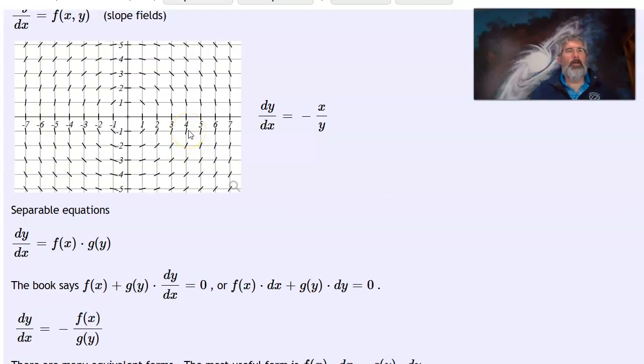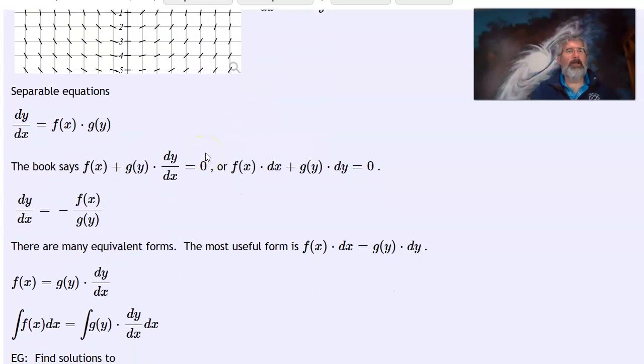Now, one of the things I want to point out is that the textbook gives a slightly different definition of a separable differential equation. I like to think of it as dy/dx being a product, or a quotient, of some function of x and a function of y, so you can multiply and divide to get all the y's on one side and all the x's on the other. The book says f of x plus g of y times dy/dx equals 0, or they multiply both sides by dx and write f of x dx plus g of y dy equals 0.